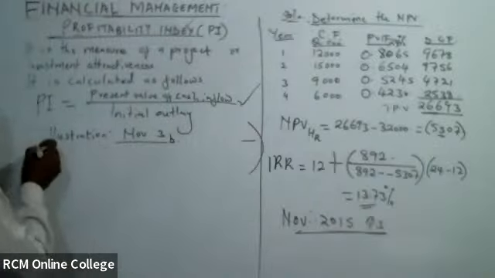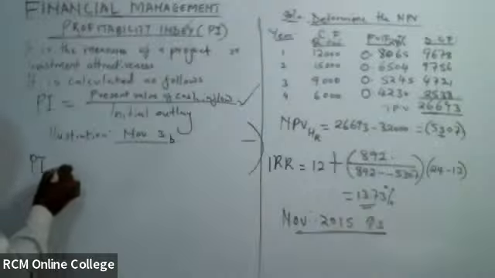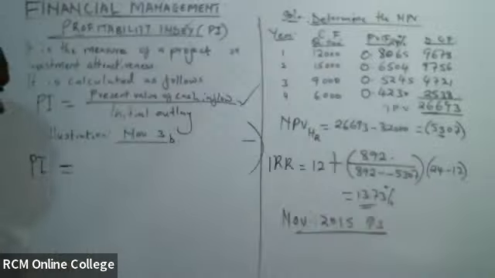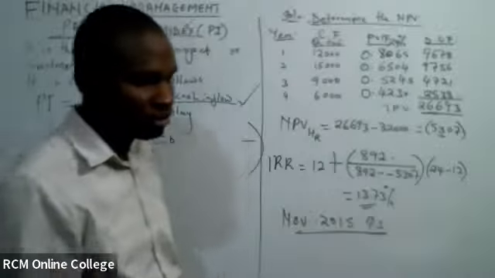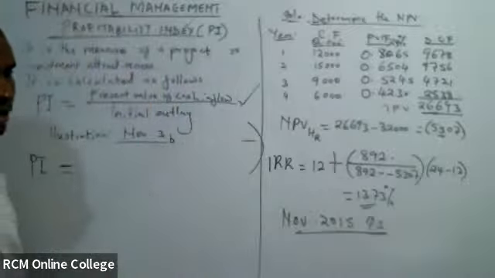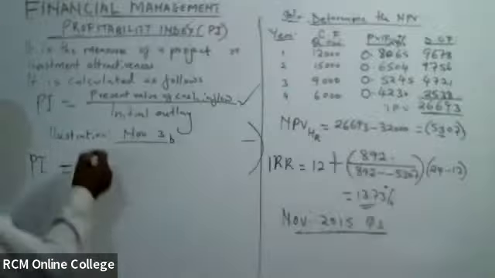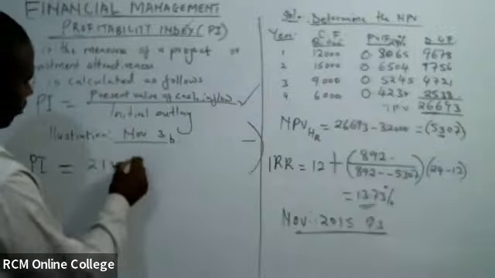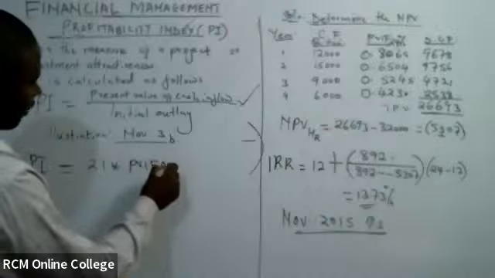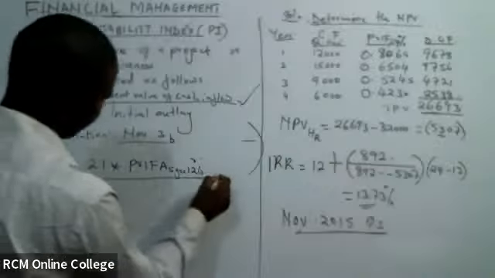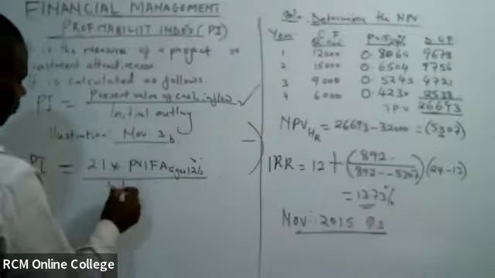So let's use the PI to solve that. PI is equal to present value of our cash inflow divided by the initial outlay. Now, which type of cash flow do we have? The 21 million here, is it regular or irregular, uniform or non-uniform? They are regular cash flows, therefore we discount using PVFA, 5 years, 12%.